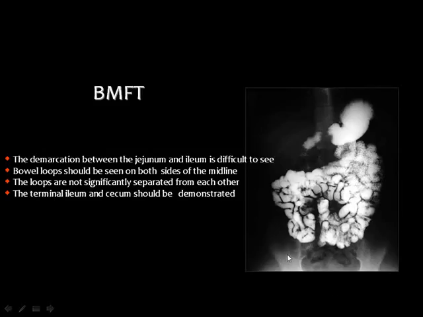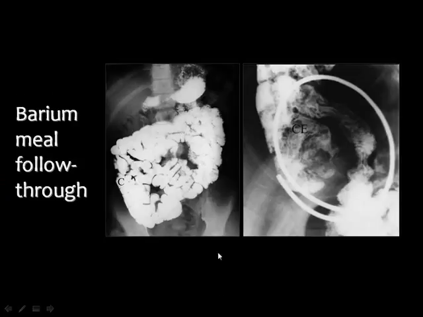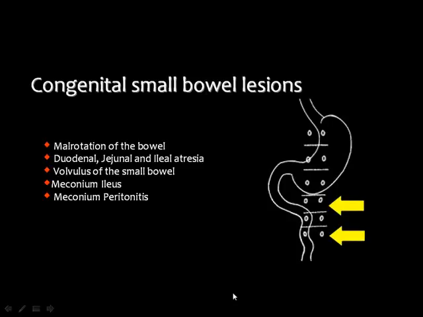Then we came to the barium meal follow-through, and by this we examine the small bowel. We give the patient barium fluid, and we follow the passage of barium through the intestinal loops until we reach the ileocecal region. And this is the normal appearance of the intestine, and this is the normal appearance of the terminal ileum as well as the cecum, which is important in this particular examination.